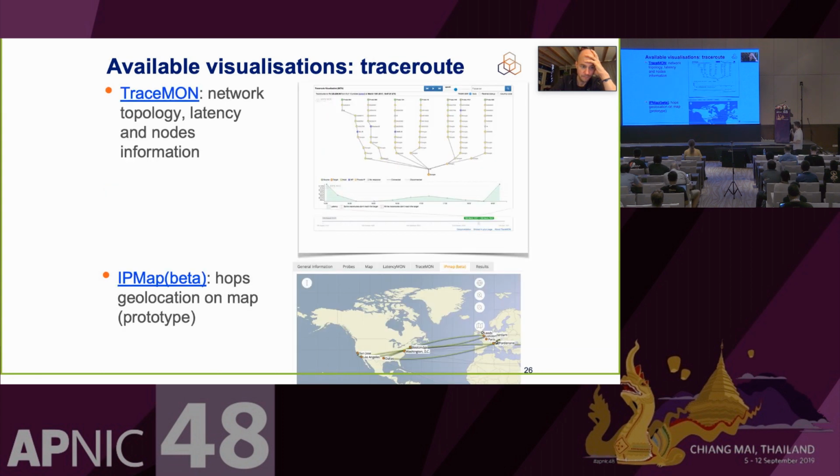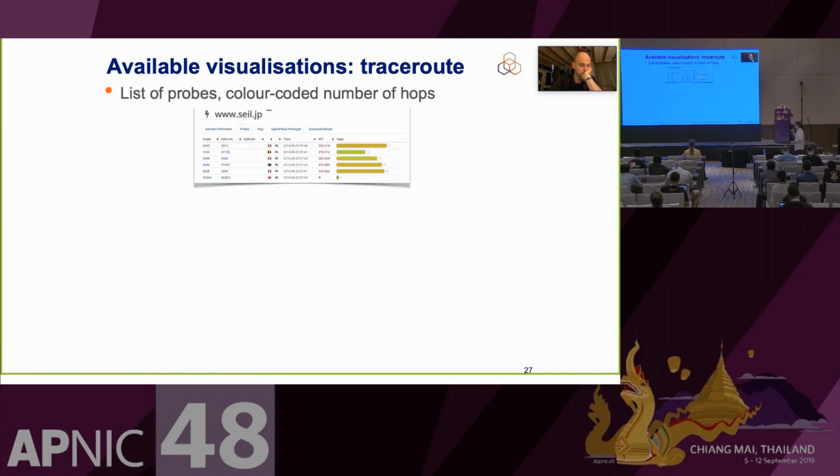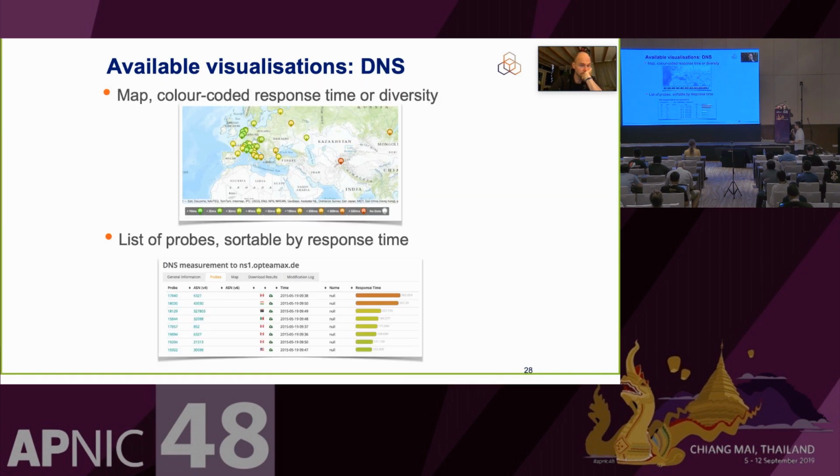Then we have tracemon. This is a visualization for traceroutes, which is in itself a very tricky business. The tracemon measurement shows you network topology, latency, and node information. IPmap. This is something we, I think, cover a little bit later on, so I'm not going to spend too much time on that. DNS measurement, similar.